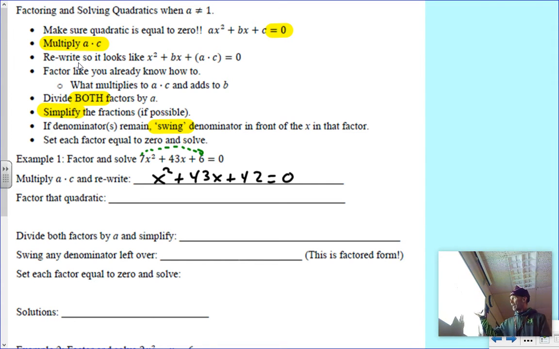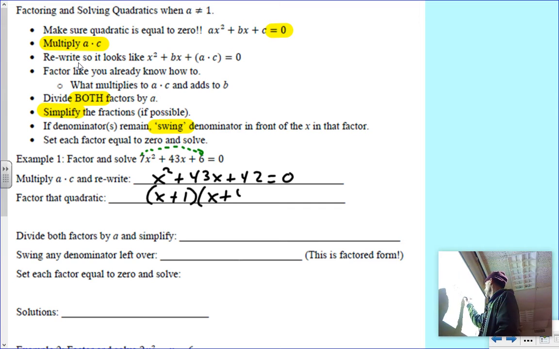Because now, look what we have. Now we have a quadratic that we know how to factor, because we've already talked about how to do this with a equal to 1. So think to yourself, how do we multiply to get 42 and also add those same numbers together to get 43? Well, in this case, it'd be 1 and 42. So we'll do x plus 1, x plus 42, sorry.